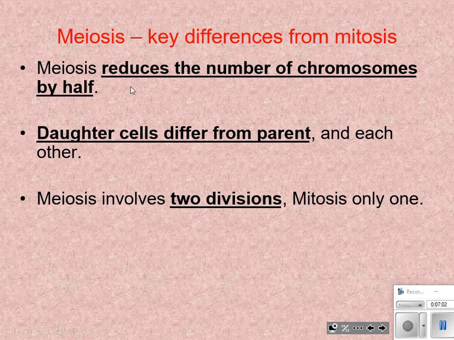How do you remember which one has 2 divisions and which one has 1 division? Well, didn't we talk about meiosis 1 and meiosis 2? The stages of meiosis 1, the stages of meiosis 2. Didn't we talk about those? Well, then meiosis has 2 different divisions.